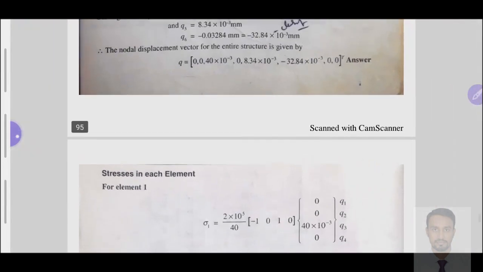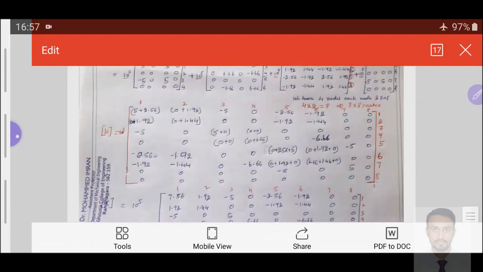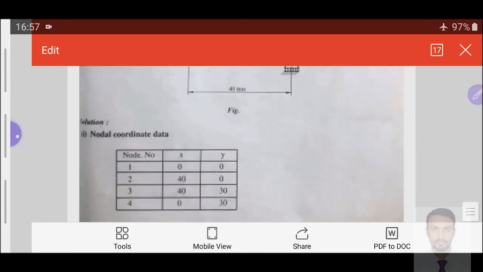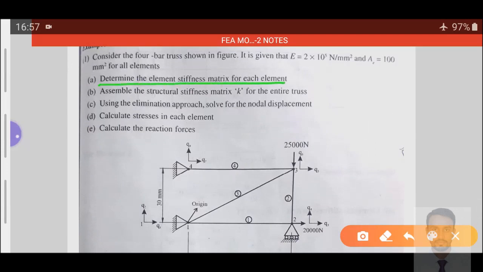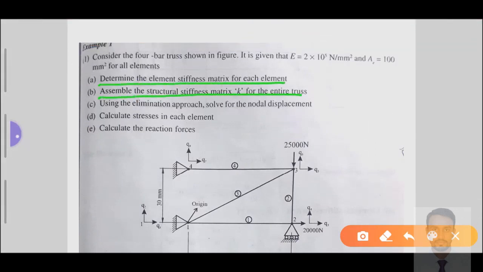After finding that, let's see how many tasks we have completed from the problem. Here we can easily say we have found the elemental stiffness matrix, we have found the structural stiffness matrix for the entire body of the truss element, and used the elimination method to find the nodal displacement at each node. Now we need to find the stress in each element and the reaction force. These two remain to be found.